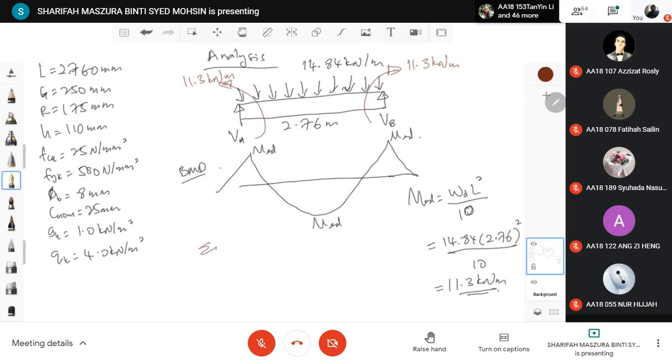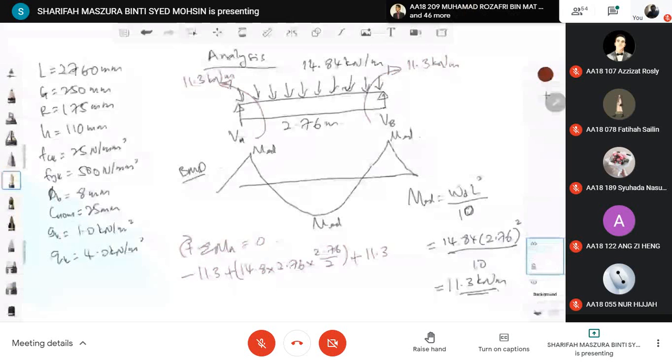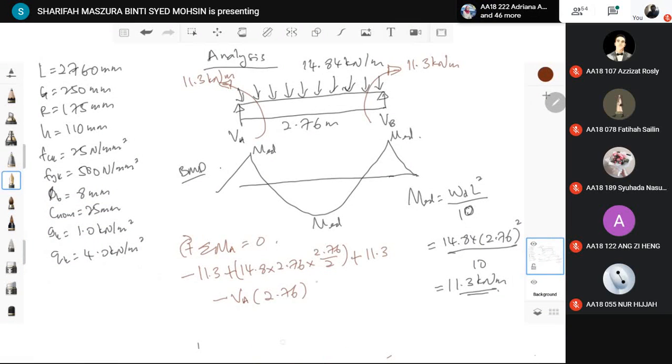So summation of moment at A equal to 0: 11.3 negative, which clockwise is positive, plus 14.8 times 2.76, distance is 2.76 divided by 2, plus 11.3 minus VB times 2.76 equal to 0. So, what is the VB value?